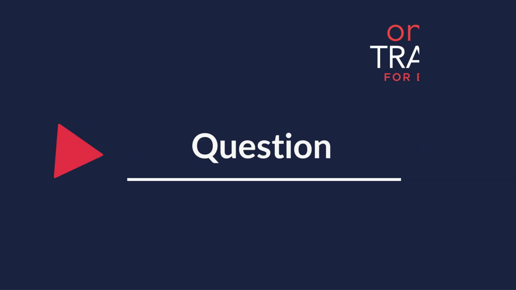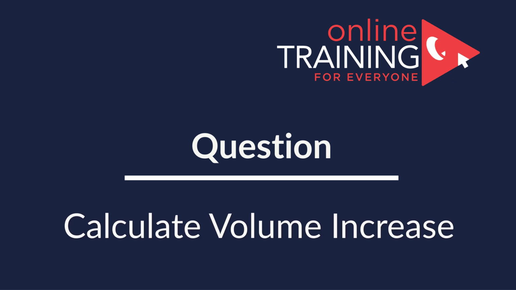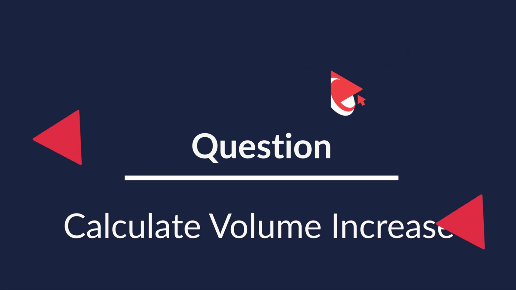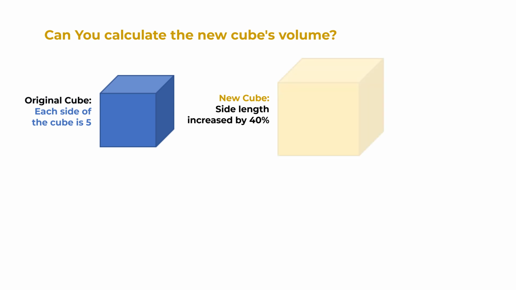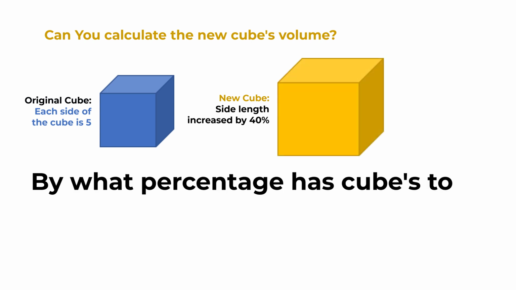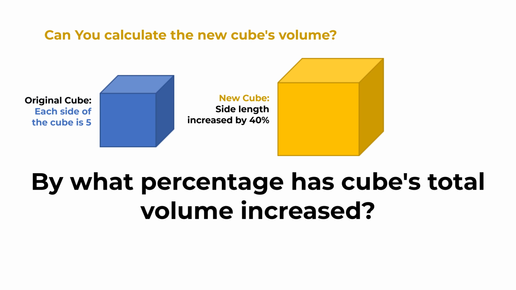Here's an interesting question from the real test. You're presented with 2 cubes. Original 5 by 5 by 5 blue cube has its side length increased by 40%, which in the picture is represented by the yellow cube. As a result of these changes, by what percentage has total cube volume increased? You have 4 different choices.